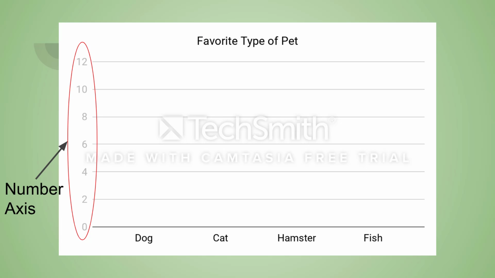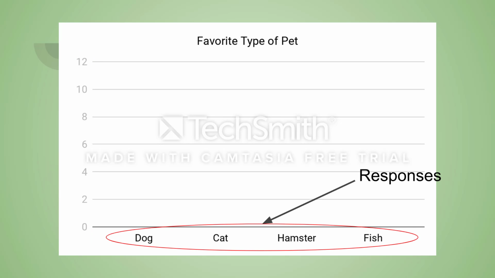Next, we have to number our axis. I remember that 11 people said dog, and that was the largest, most popular answer. So I made mine go all the way up to 12 so that 11 would fit on there. Next, we have to put the different responses down at the bottom. So dog, cat, hamster, and fish all need to be right there.